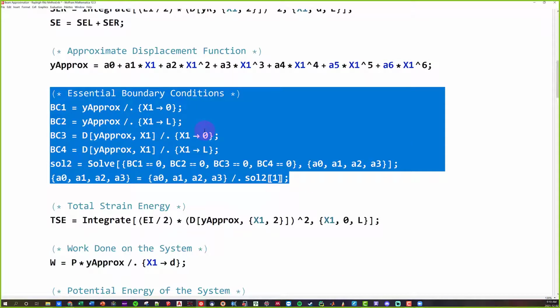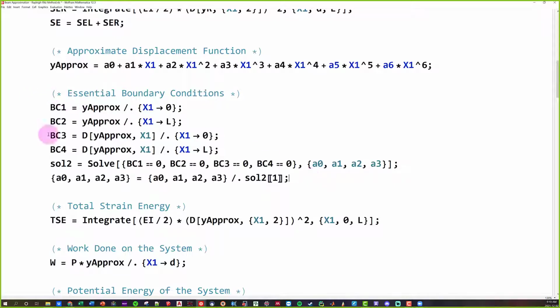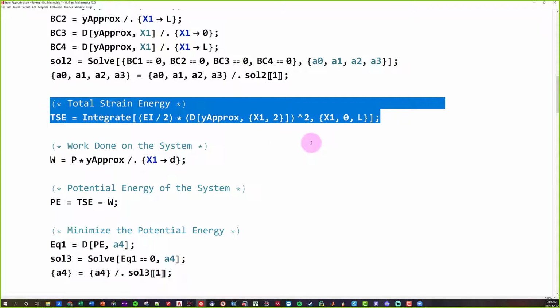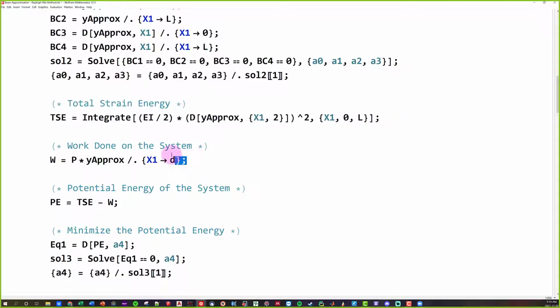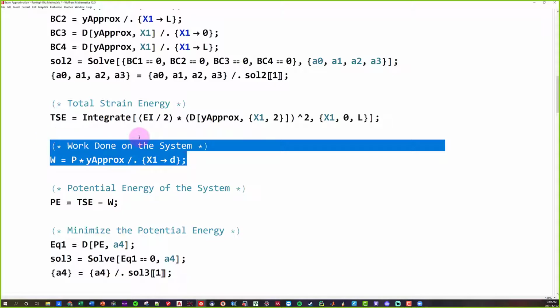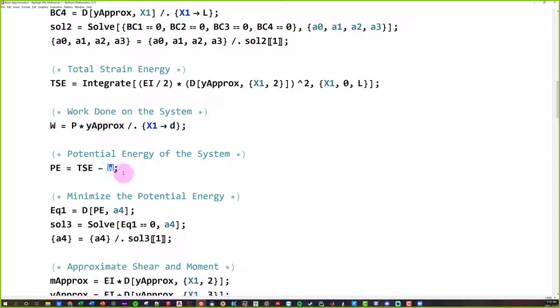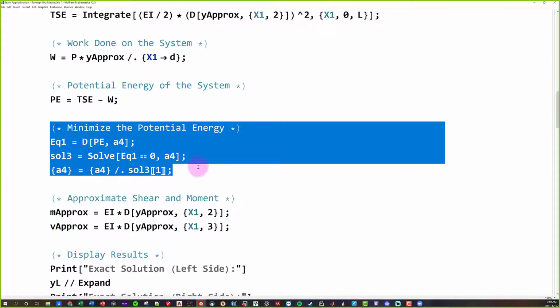Will our essential boundary conditions change? What do you think? Do I just leave this piece of code? Exactly. So nope, this does not change. This code stays the same. My total strain energy: do I need to change this piece of code? No, exactly. How about the work done on the system? The answer is nope. Potential energy? Nope, because it's a function of the strain energy and the work, which don't change. Well, minimizing the potential energy change.